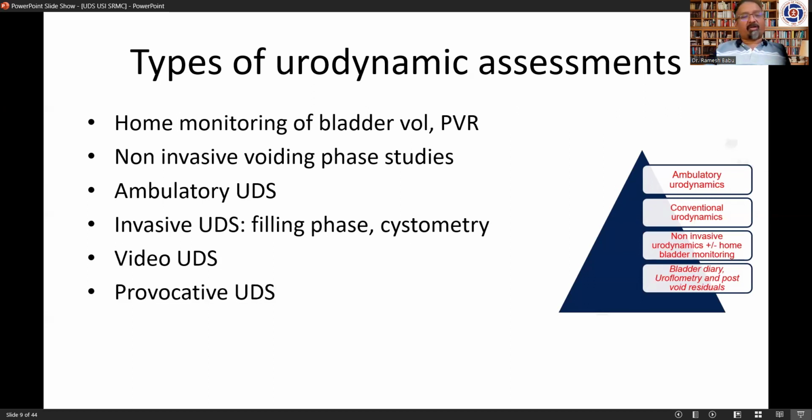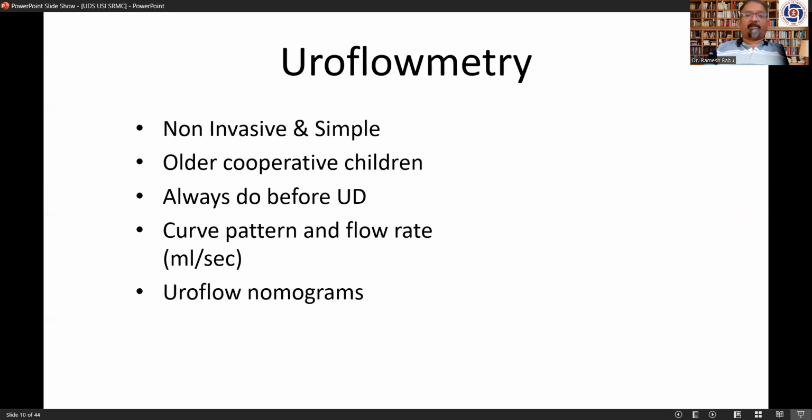Then comes the video urodynamics. Then provocative urodynamics, this is probably in somebody with a bladder neck incontinence where you can occlude the bladder neck with a Foley's catheter and then do a provocative urodynamics, then biofeedback. So we'll try to see some of these over a period of time.